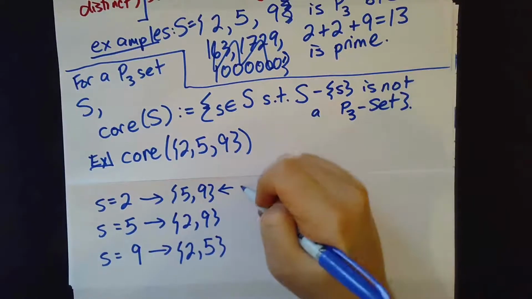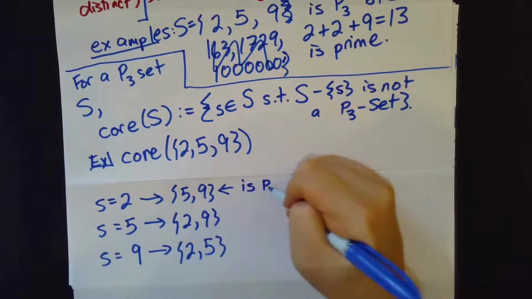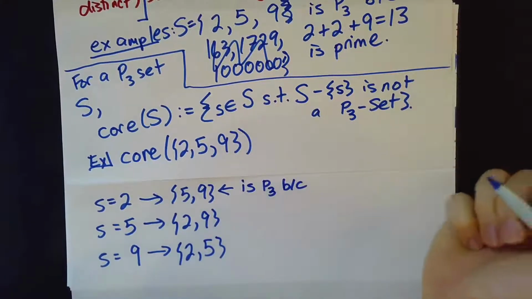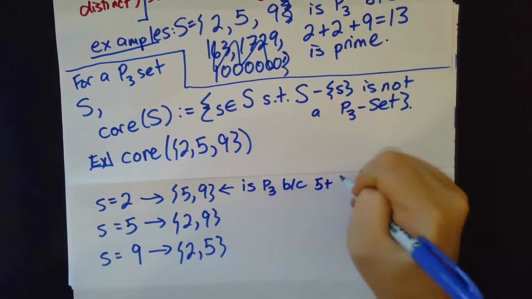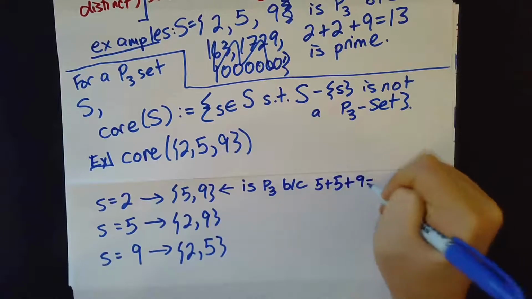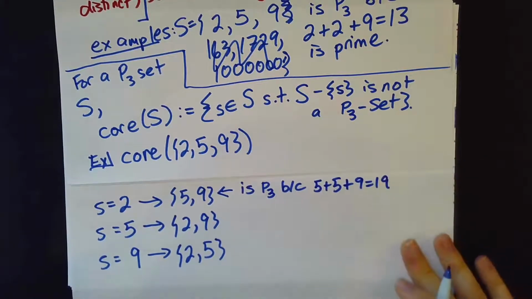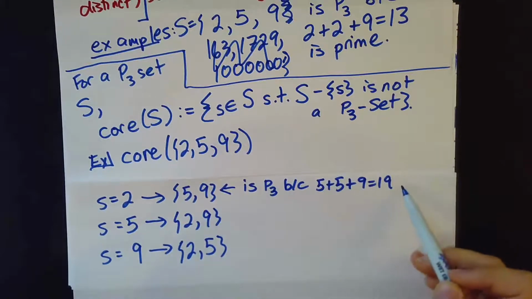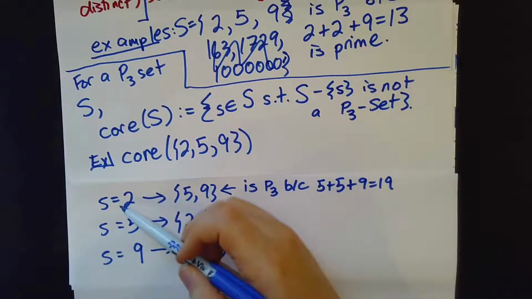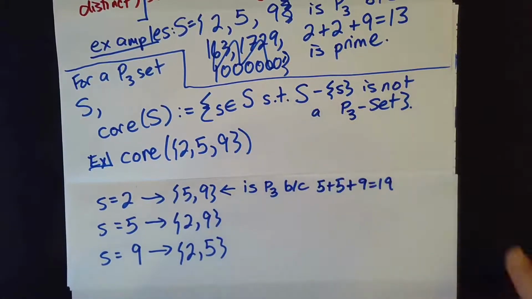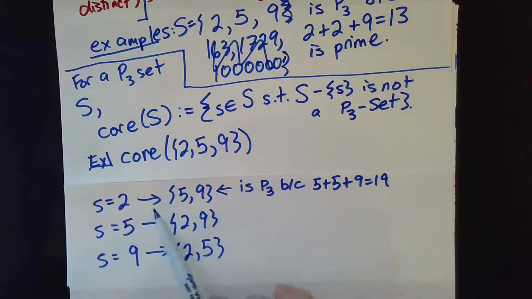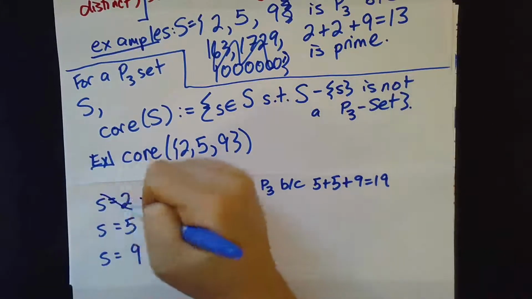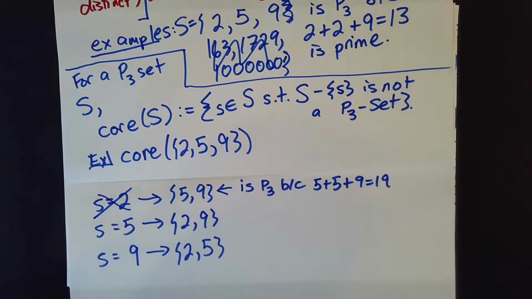Yes, it is, because, say, for example, 5 plus 5 plus 9 is 19. Or if you prefer, 5 plus 9 plus 9 is 23. Either way. Okay. So this is a P3 set. And so what that's saying is S equals 2 is not in the core, right? Because I'm looking for things that I could pull out of the set and leave myself with not having a P3 set. Okay, so this is not in the core.